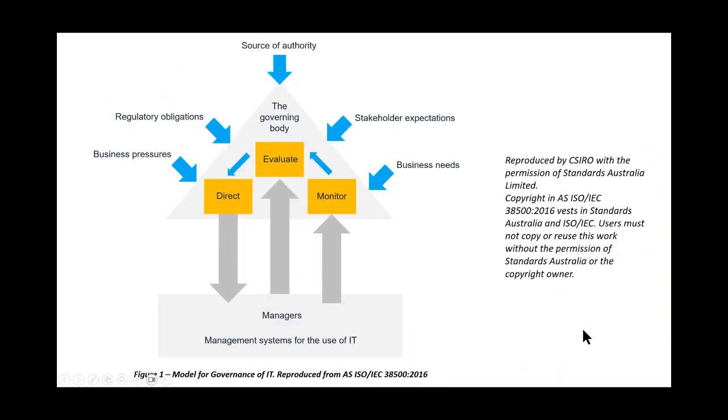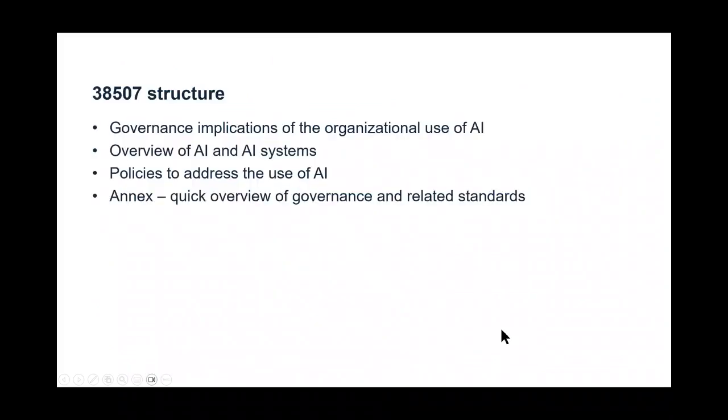In 38500, the Governance of IT standard, they have this diagram, and this shows a different perspective of that boat picture I had, where we have stakeholder expectations, business pressures, and all these sorts of things. And the governing body looks at all that, evaluates what they should be doing, creates policies and directs those policies throughout the organization, and then monitors progress. And of course, manages the management system, which implements those policies and reaches those objectives. So we'll see this diagram come up a bit when Ali gets to that piece.